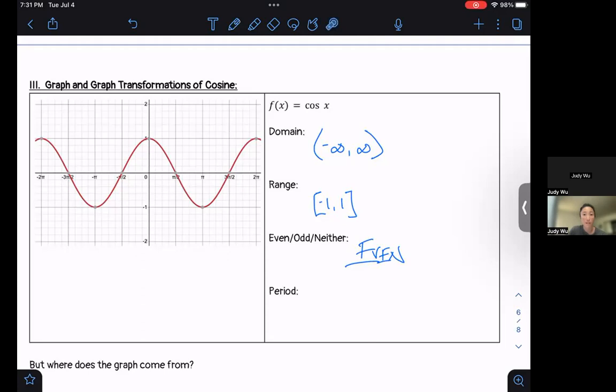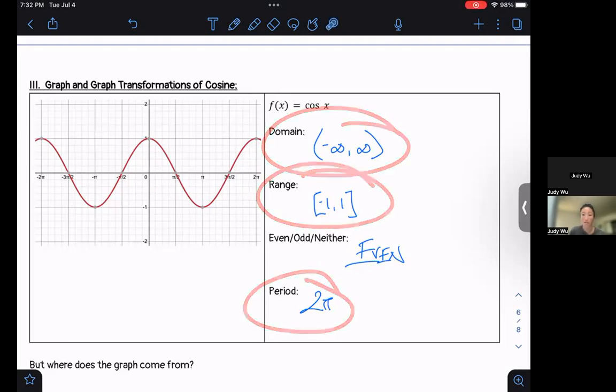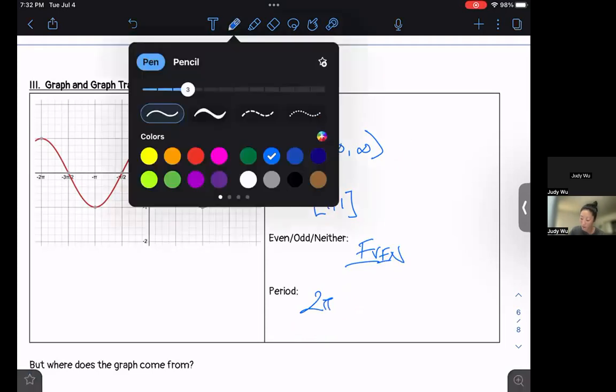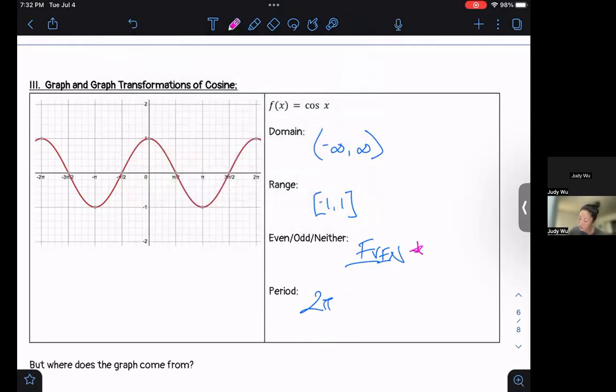Now, what about that period, right? How long does it take to complete one wave? Well, I can start here, go down to the bottom, and then get back to where I started. From 0 to 2 pi means my period is still 2 pi, okay? So a lot of things for cosine and sine are the same: the domain, the range, the period. But the one thing that is different is that cosine is even while sine is odd, okay?